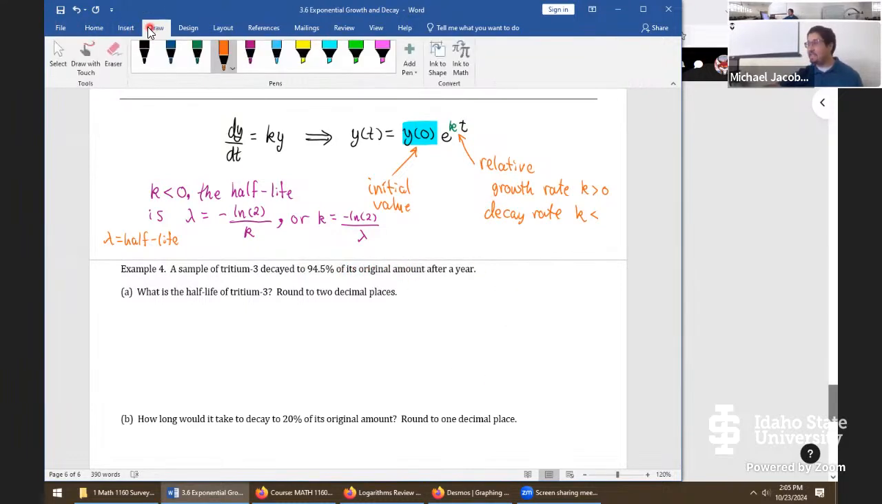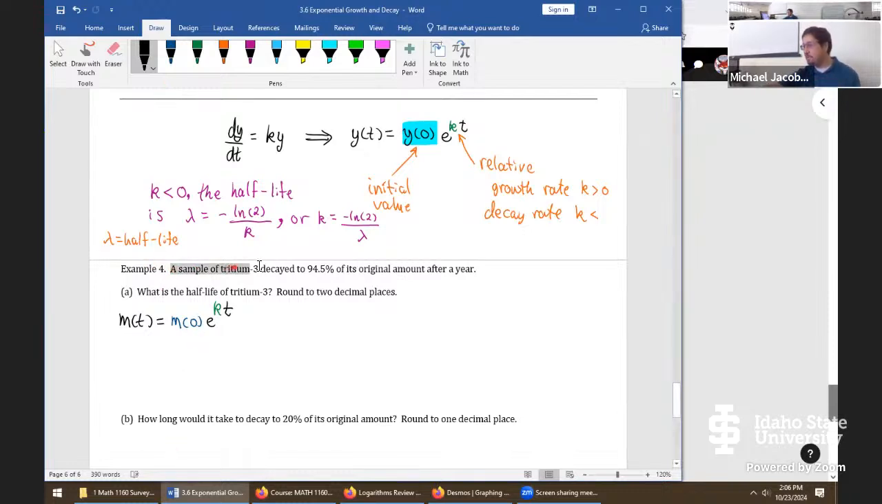Let's start off by just writing down some equations. This is a mass problem where mass is decaying. So instead of saying y, which you are welcome to do, I think it's a little bit more clear to write out m for mass. So mass at time t is going to be the initial mass, m of 0, times e to the power kt, where k is the relative decay rate. So that's our equation right there.